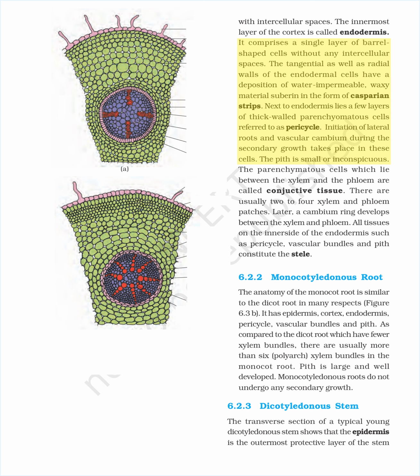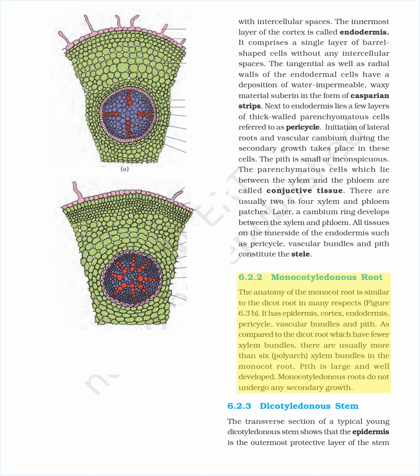Next to endodermis lie a few layers of thick-walled parenchymatous cells referred to as pericycle. Initiation of lateral roots and vascular cambium during the secondary growth takes place in these cells. The pith is small or inconspicuous. The parenchymatous cells which lie between the xylem and the phloem are called conjunctive tissue. There are usually 2 to 4 xylem and phloem patches. Later, a cambium ring develops between the xylem and phloem. All tissues on the inner side of the endodermis such as pericycle, vascular bundles and pith constitute the stele.